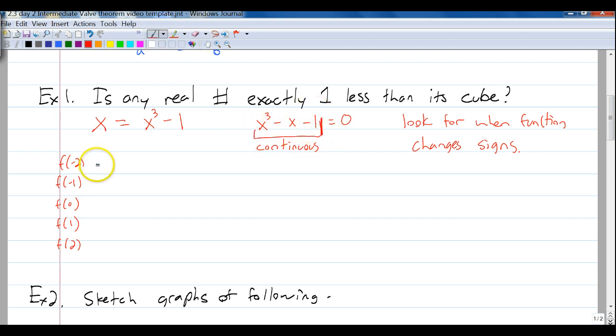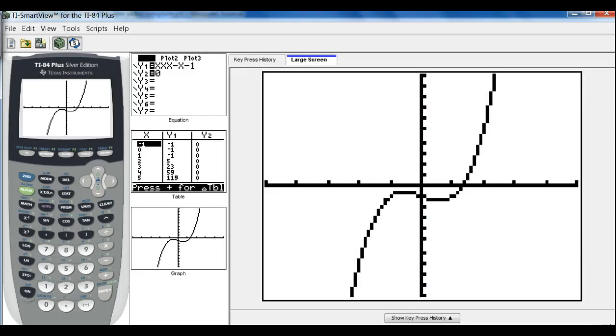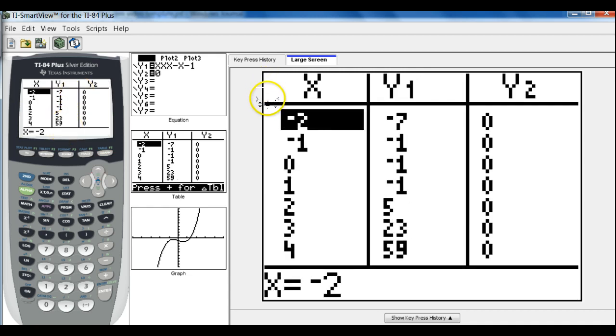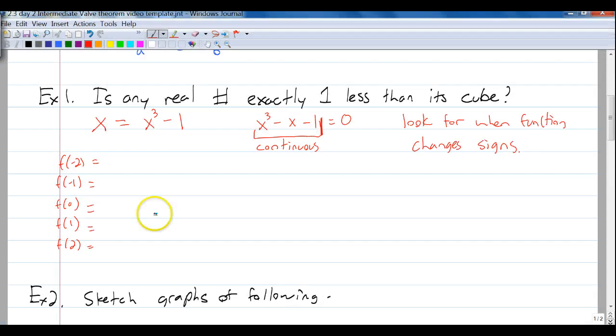So that's part 1. Part 2, you can do by hand or with the calculator. I'm going to look at my table of values. When x is equal to -2, we have -7, -1, -1, -1, and then 5. I want to know when it equals 0. Between which two x values will you find your answer? Based on my table of values, we go from a negative value to a positive value, so it changes signs here.